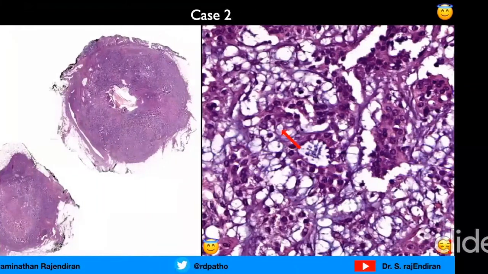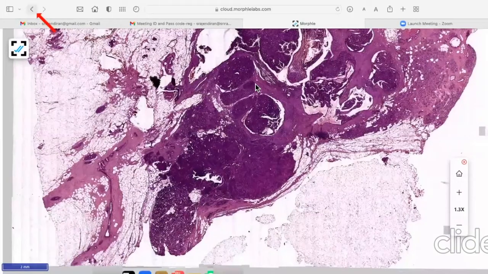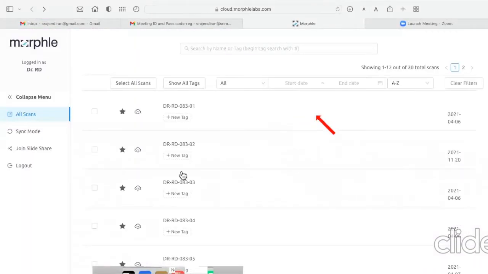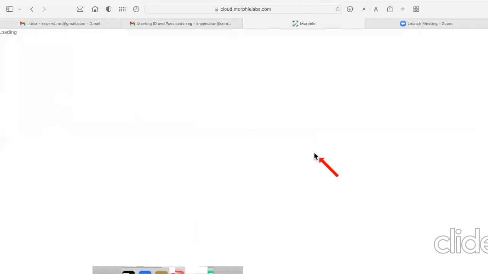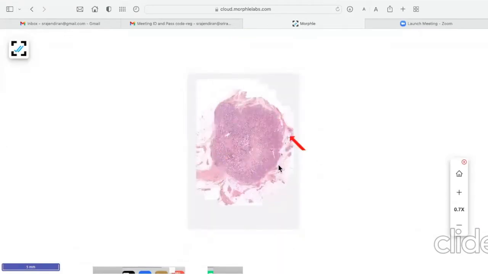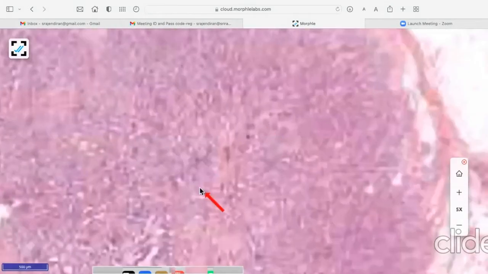We'll go to case number two. Again, it's a well circumscribed lesion on gross viewing. Circumscribed lesion, but looks cellular. Some sclerosis is happening there.